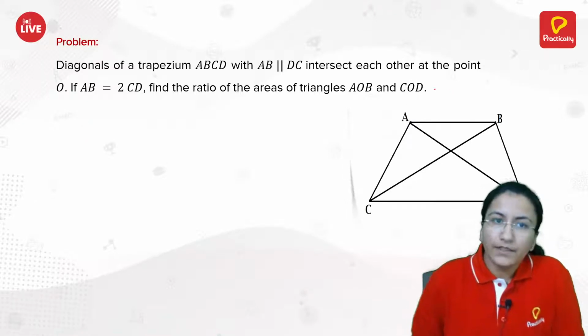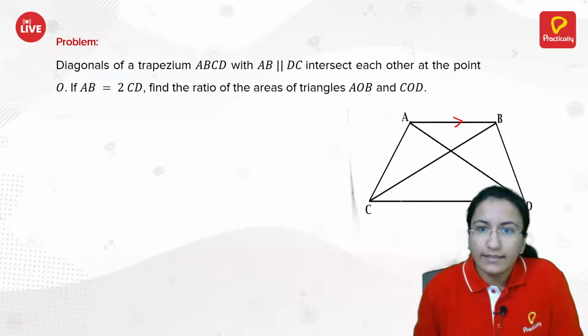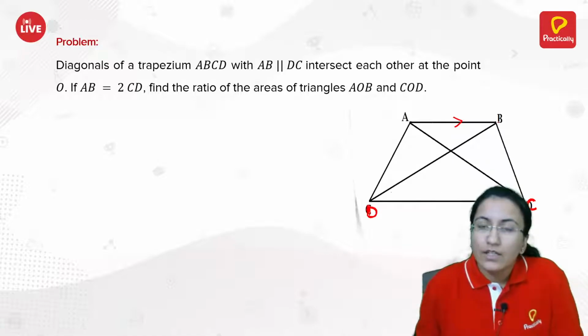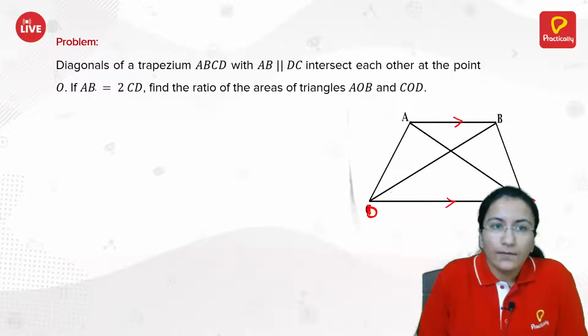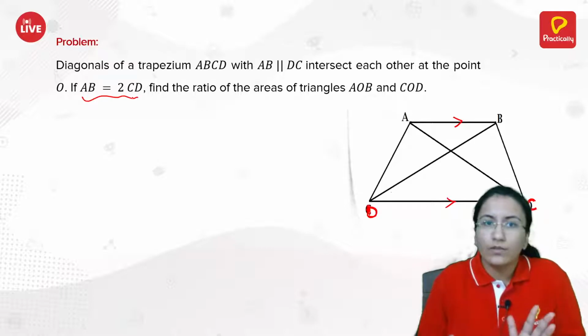We are given a trapezium where ABCD is the name of the trapezium. AB is parallel to DC. Here it is somewhat wrongly named; here it would be C, it would be D, right? So ABCD where AB is parallel to DC. The next thing given is AB is equal to twice of CD. We would use it later on.